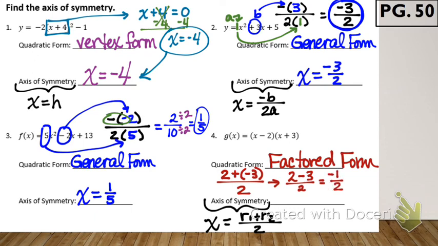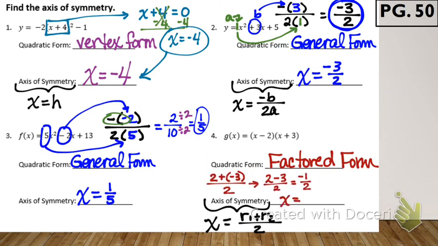So where is my axis of symmetry? So 0.5. Yep. Tell me what the whole equation is, though, because remember, I need an equation. X equals negative 1 over 2. Yep. Or you could write x equals negative 0.5.